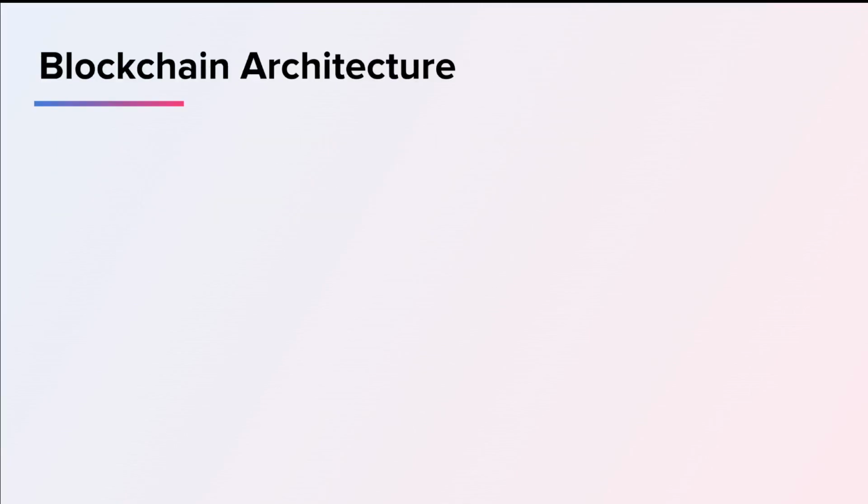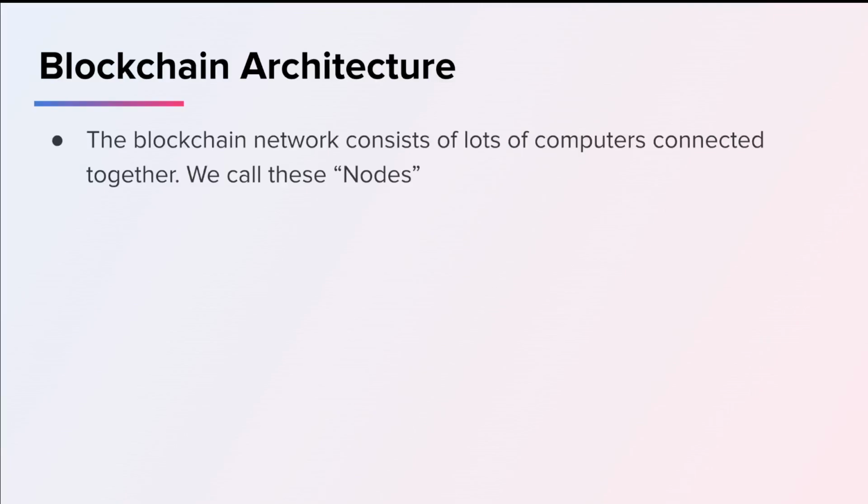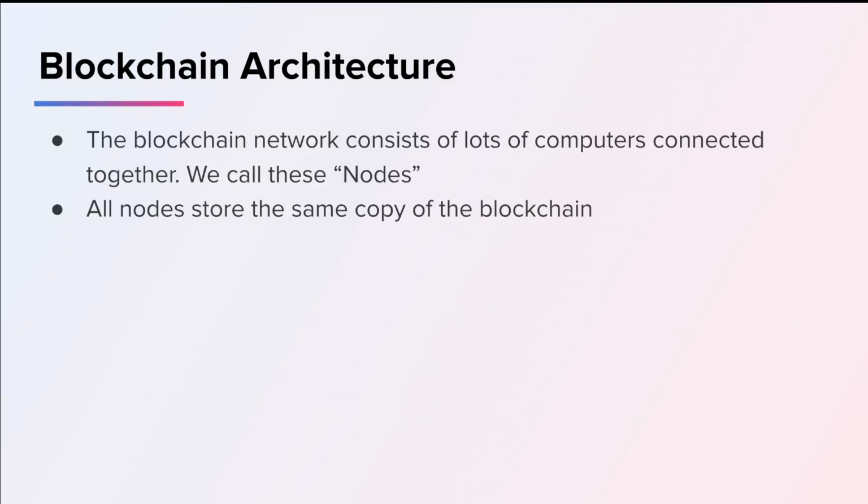But in order to understand more about blockchain indexing though, we need to know a little bit about blockchain architecture. So we know that a blockchain is a database, but it exists in a network. Individuals around the world run code on their computer and talk to other computers. These are called nodes, and all these nodes store the same copy of this blockchain database. This is very similar to how the internet works, and we call this a peer-to-peer network.